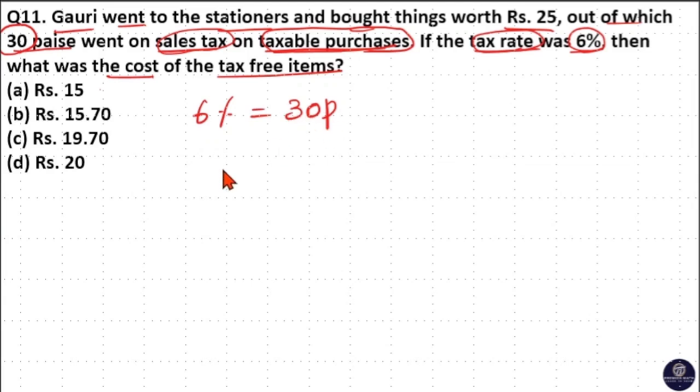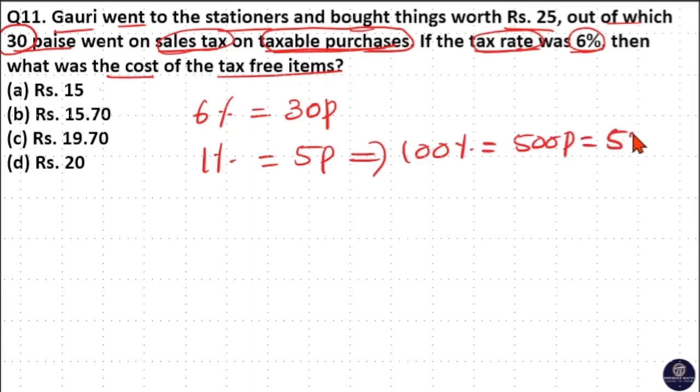6 goes 5 times in 30. So 1% is 5 paise, 100% is 500 paise, which is equal to 5 rupees. So the cost of the taxable item is 100%, which is equal to 5 rupees.